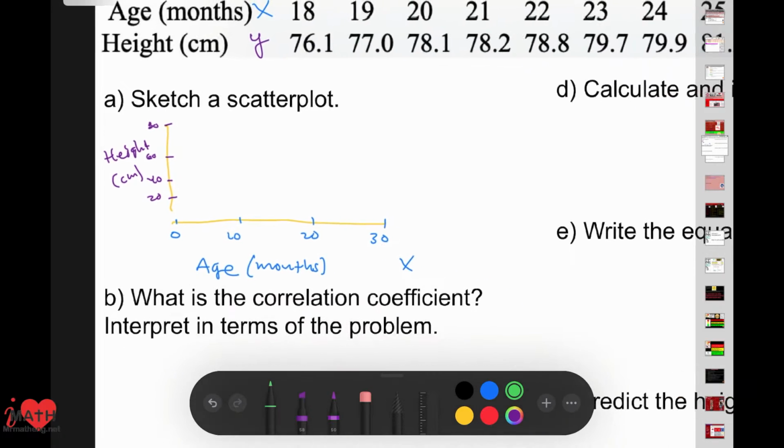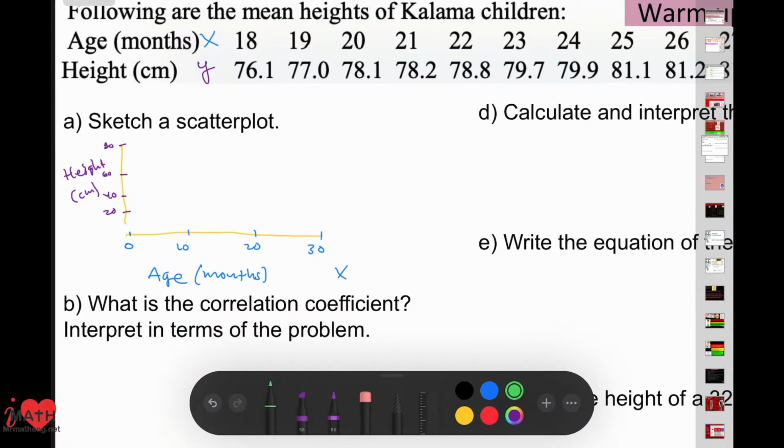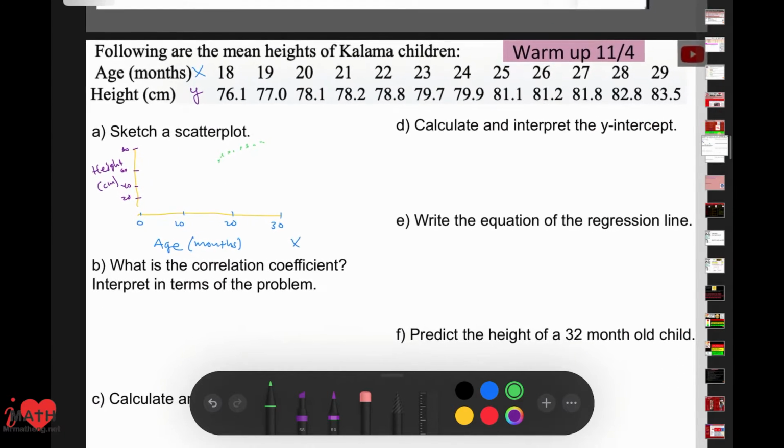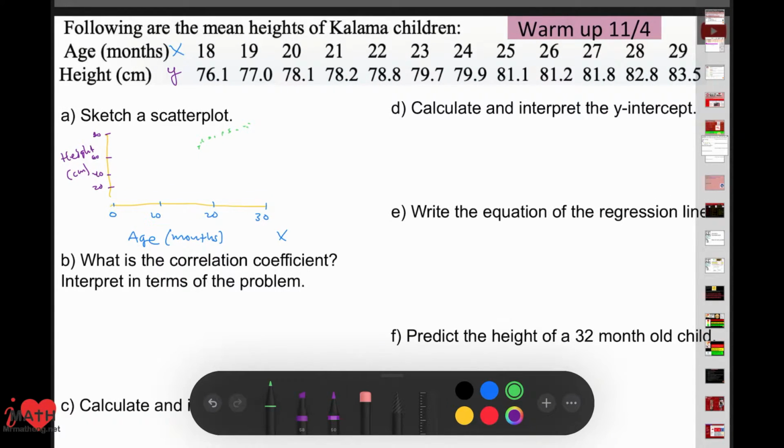Then we just go ahead and graph these points. 18, 76; 19, 77; 20, 78; 21, 78.2; 22, 78; 23, 79.7; 24, 79; 25, 81; 26, 81.2; and 27, 81.8; 29, 83.5. Okay, so that's what my scatter plot looks like.